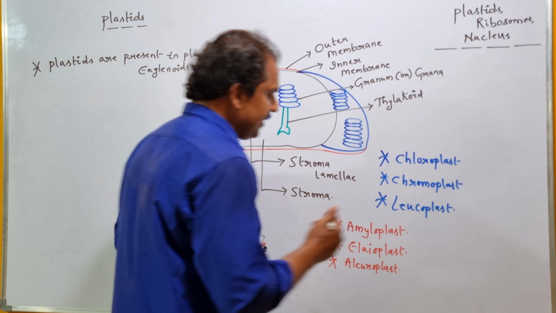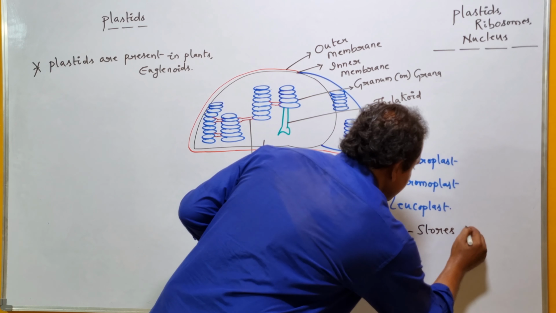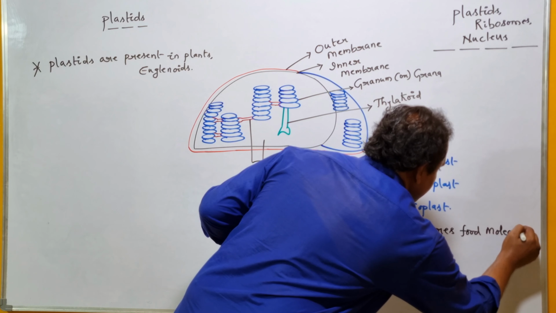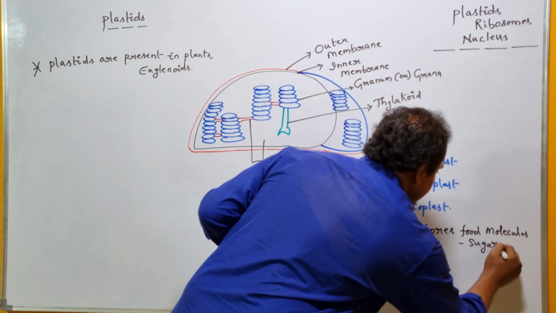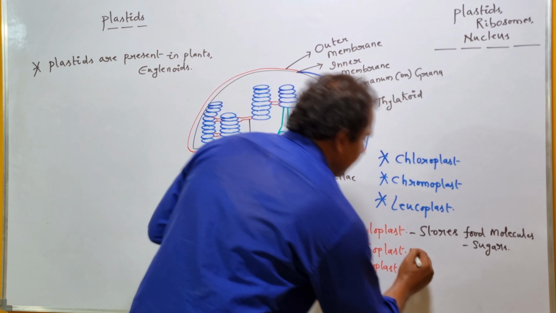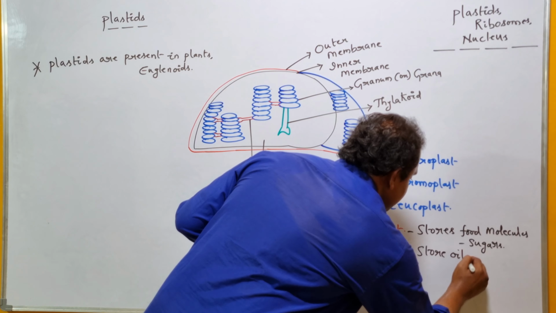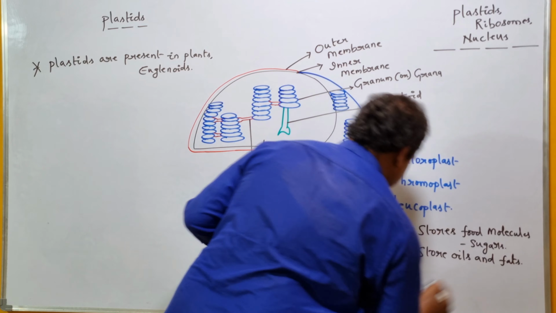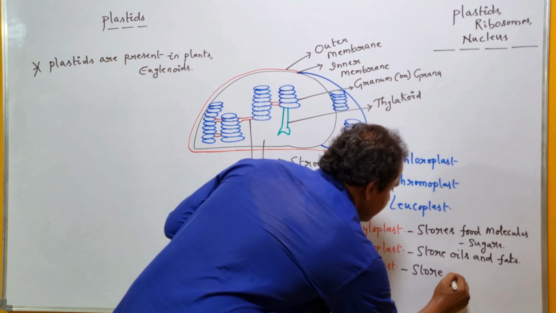So let me write it here. Amyloplast stores food molecules like sugars. Then in the same way, the ilioplast stores oils as well as fats. And erythroplast stores proteins.